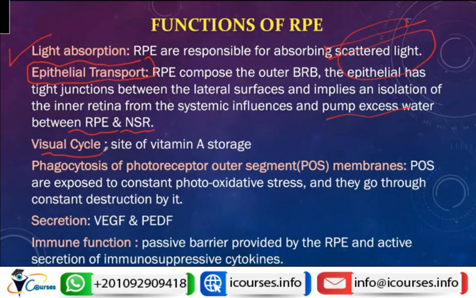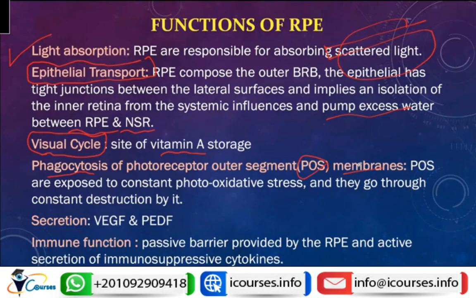The third role here is the visual cycle. We will have a thorough talk about vitamin A and its role in vision, so we will postpone this for later, as well as the phagocytosis of the outer segment of the photoreceptor membrane. We will know in a while.